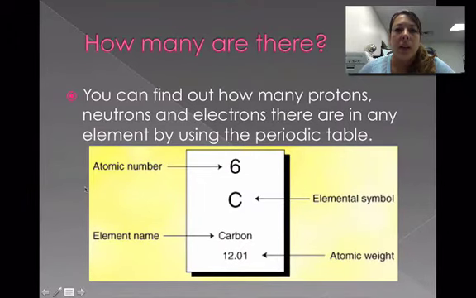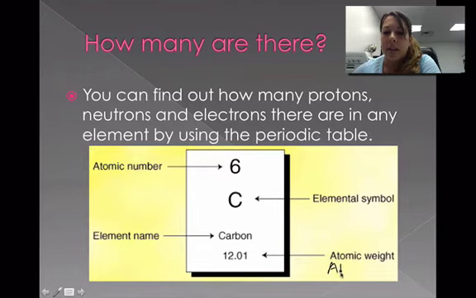All right, so you are going to use the periodic table to figure out how many protons, neutrons, and electrons there are. The periodic table is ordered by atomic numbers, and atomic numbers are protons. So the atomic number is the whole number that's in the box. Then you have the symbol, you have the name, and then the decimal number that's in there is the atomic weight. Sometimes it's referred to as the atomic mass. You can see it both ways. It means the same thing.